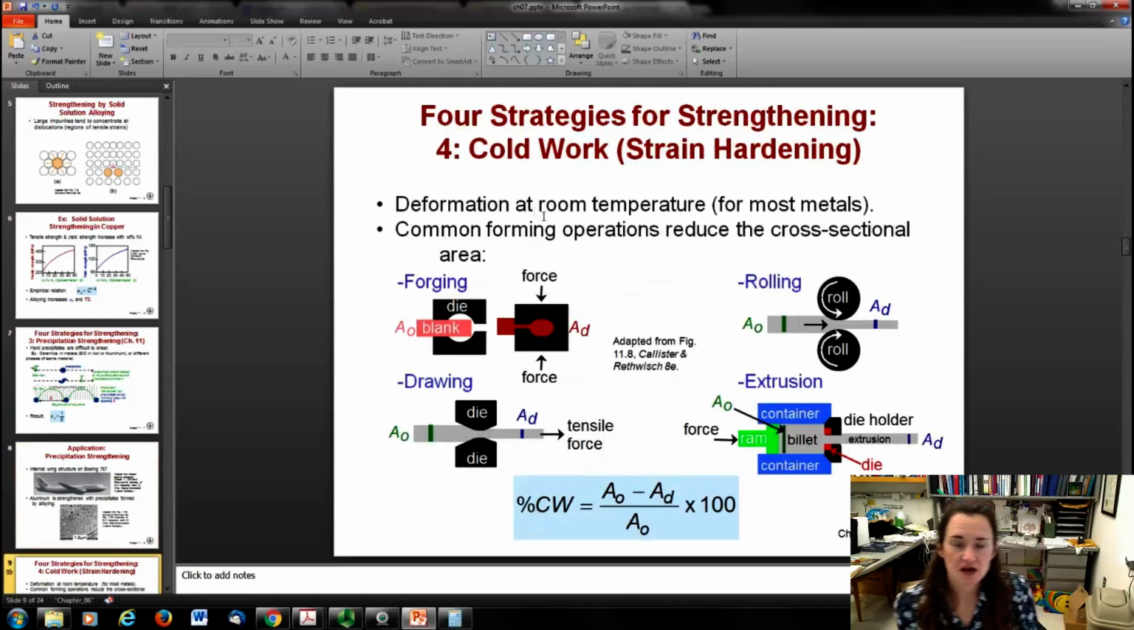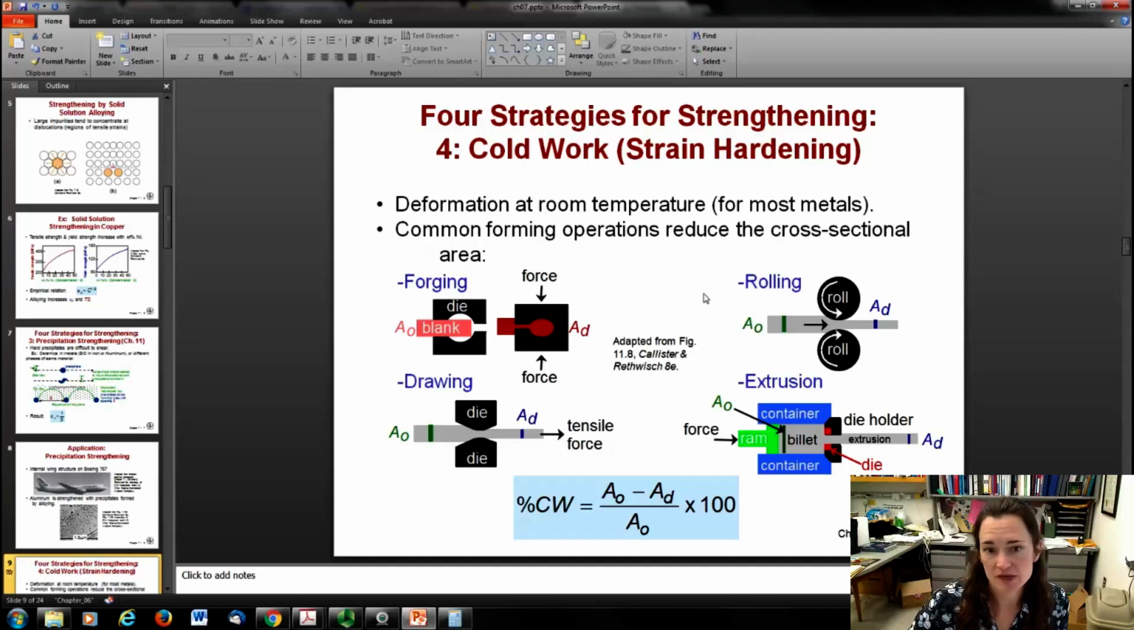Okay, the next method for strengthening material is to do cold work. It's also called strain hardening. And basically this is deformation at room temperature for most materials. But anyway, cold is a relative term. It's cold relative to the melting point of the material, okay? So cold work is operations at temperatures much less than the melting point of the material. And there's a lot of operations that people commonly employ in factories to get this to happen.